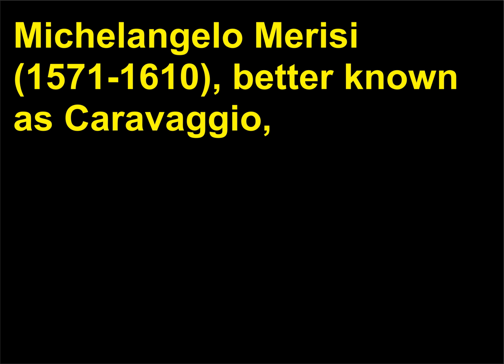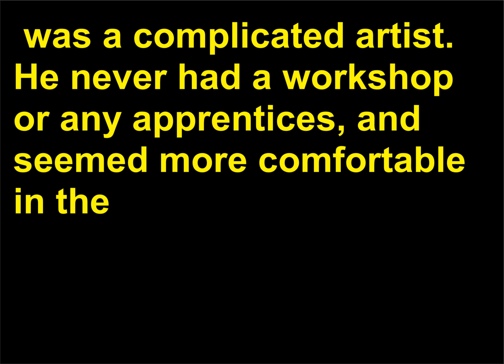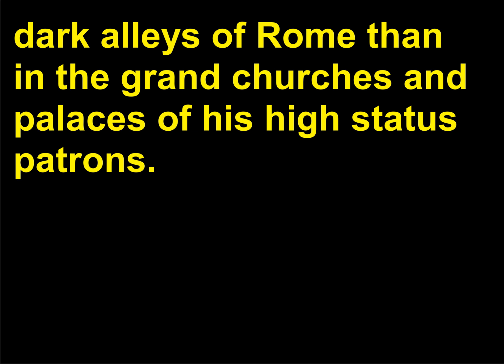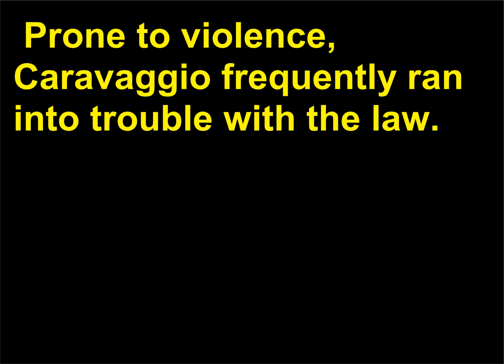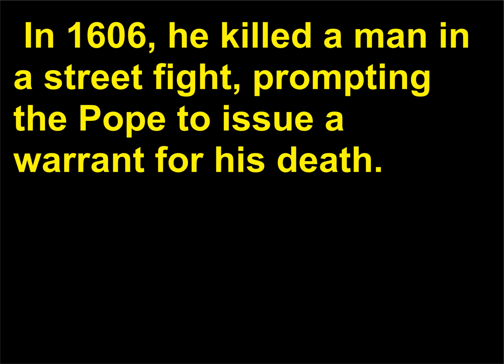Michelangelo Merisi, 1571 to 1610, better known as Caravaggio, was a complicated artist. He never had a workshop or any apprentices, and seemed more comfortable in the dark alleys of Rome than in the grand churches and palaces of his high-status patrons. Prone to violence, Caravaggio frequently ran into trouble with the law. In 1606, he killed a man in a street fight, prompting the Pope to issue a warrant for his death.